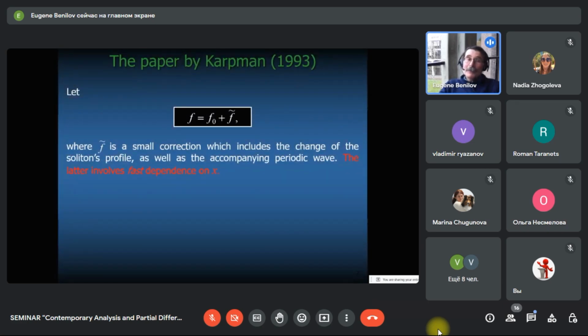So how do you find it? That was actually not the first attempt to find the amplitude of the radiated wave, but this guy just didn't know that there was an early attempt, but I will get to this early attempt later on. So what did Karpman do? He assumed that there is a solitary wave, which is f naught, added f tilde, whatever it is, small, and just assumed that it oscillates very quickly.